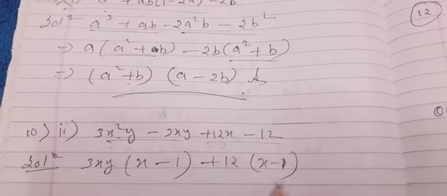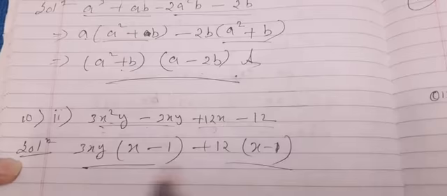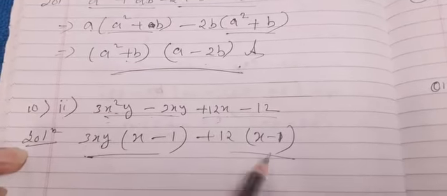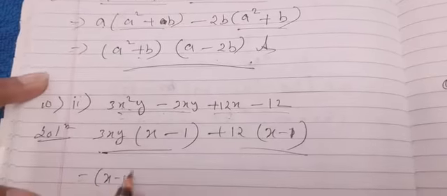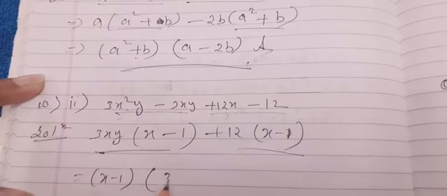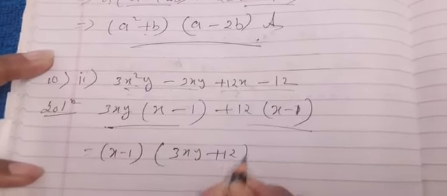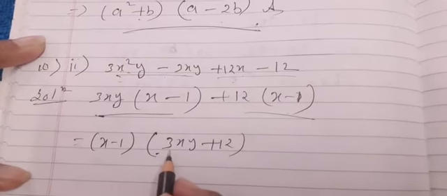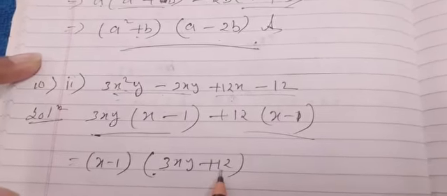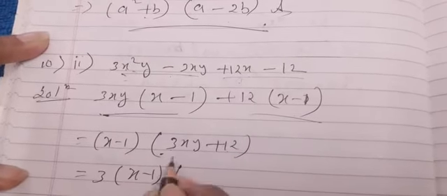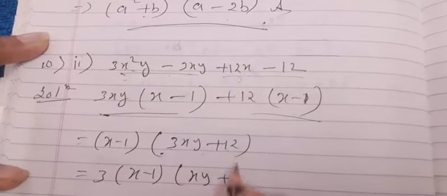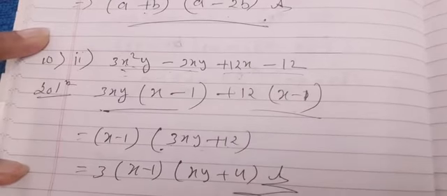x minus 1. Okay, now see, in both the terms x minus 1 is common, so we'll take x minus 1 as common. So inside the bracket there is 3xy plus 12. But one more thing we can see as common: 3 and 12 are both multiples of 3, so we can take 3 as common. So what is remaining here? xy, and here 3 fours are 12. So this is your answer.